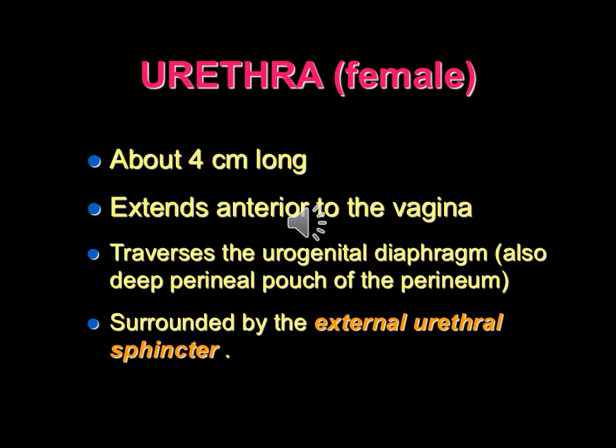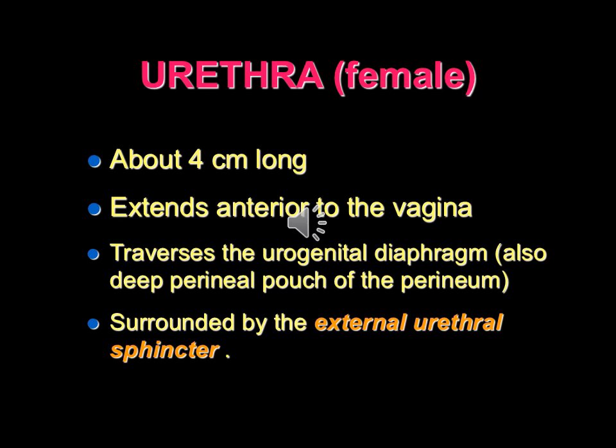In case of females, the entire urethra is quite short and wide. Because of this width, any stones will pass out of the bladder with ease. Now, it extends from the neck of the bladder up to the vestibule anterior to the vagina, where it opens.